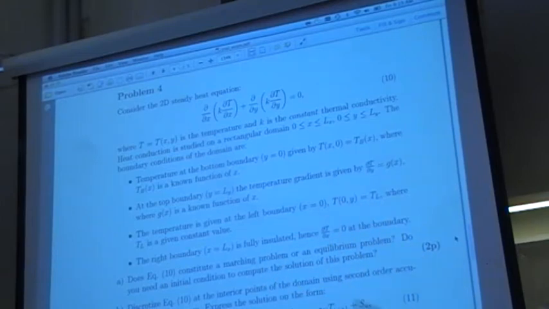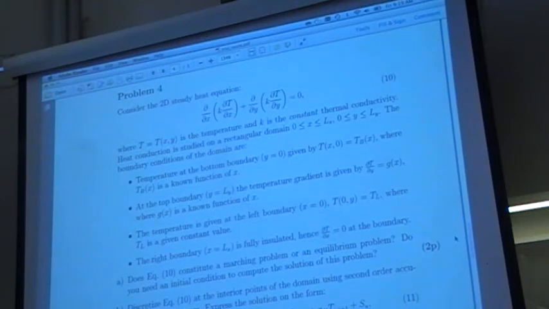Does equation 10 constitute a marching problem or an equilibrium problem? Do you need an initial condition to compute the solution of this problem? So that is not a very difficult question.